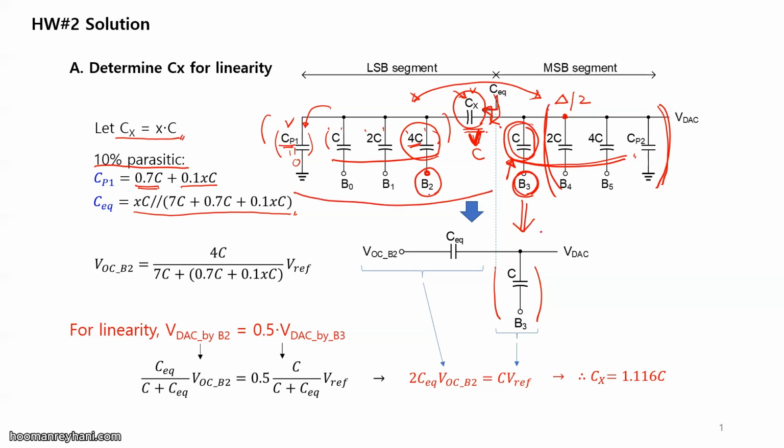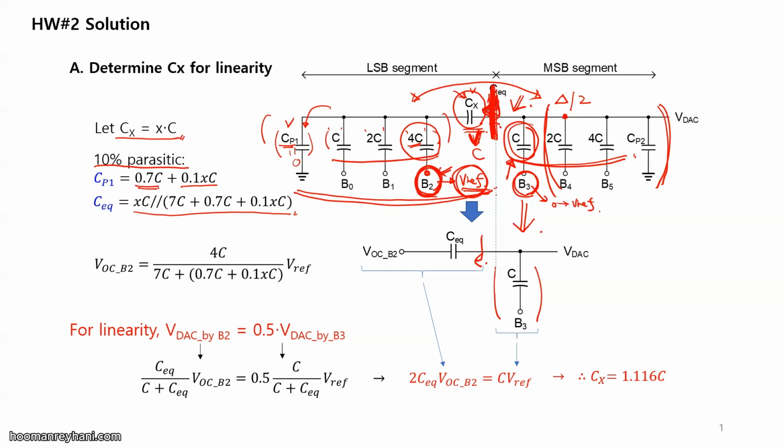And this part, when we change this B2 from 0 to Vref, right? Also this one from 0 to Vref. When this one changes from 0 to Vref, how can we describe this entire circuit? Well, we can utilize the Thevenin equivalent circuit, right? So we have CEQ to this side. And what would be the open circuit voltage seen from this terminal by this one's change, right?